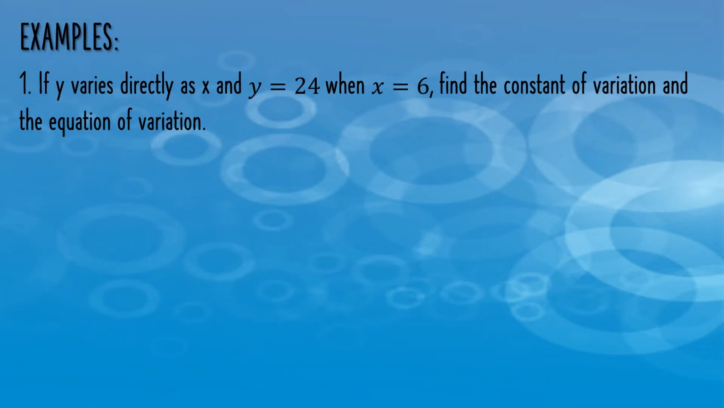So let's have the first example. If y varies directly as x and y equals 24 when x is equal to 6, find the constant of variation and the equation of variation. So let's have the solution.